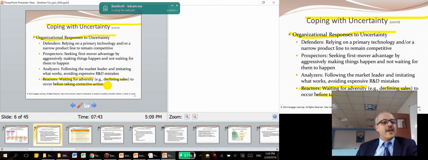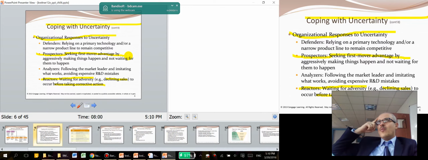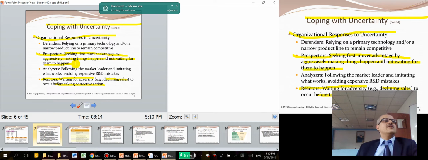Do you see? Some companies like Apple were more prospectors. They were the first to come with a touch phone. These people seek first mover advantage. They want to be the first to do it. They thought about mobiles: how can we make the next big thing in mobiles? They were very aggressive in making things happen, and they did not wait for anything to happen. They moved first. So that's how they dealt with uncertainties.